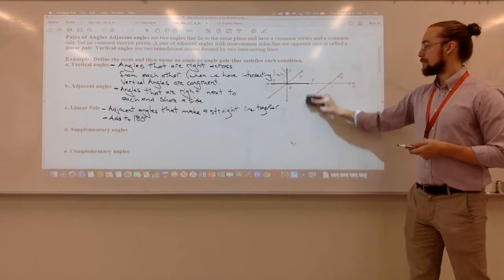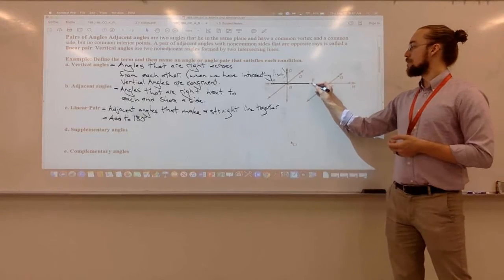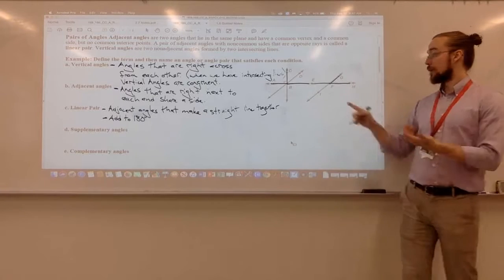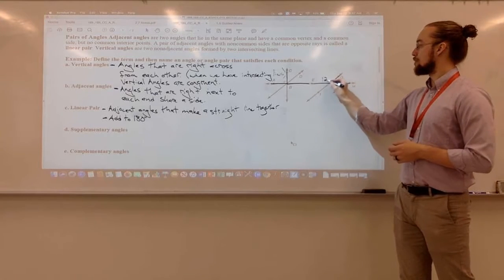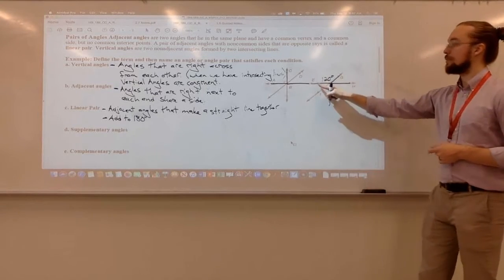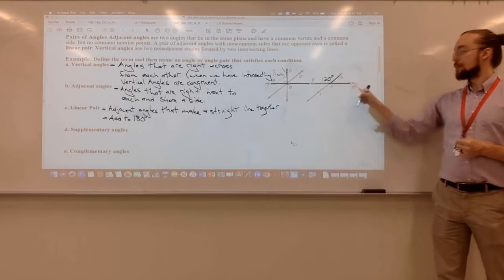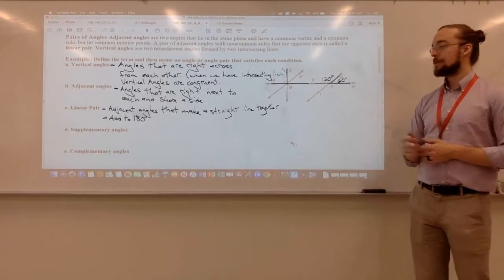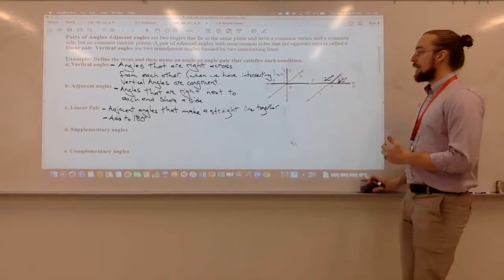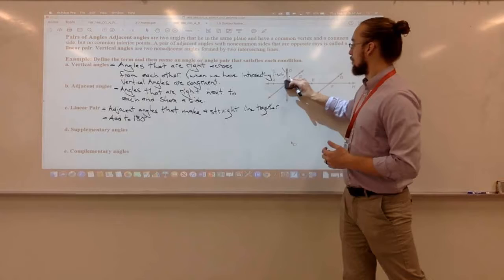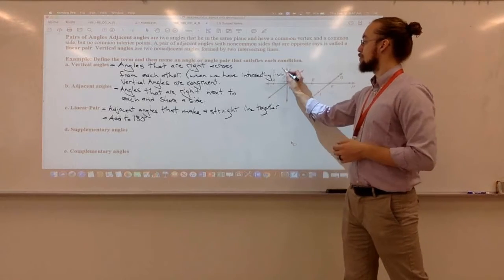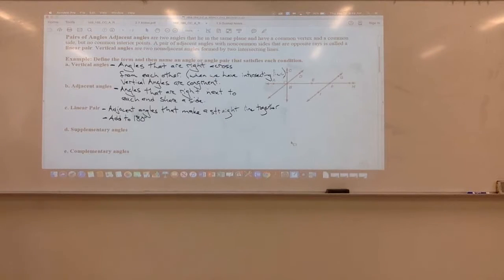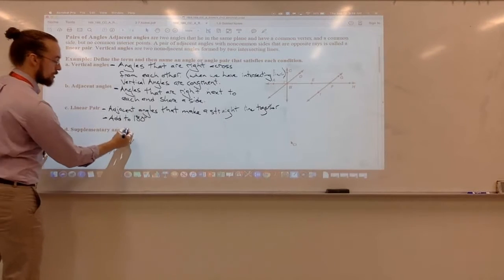So the key is that these angles, when we're talking about a linear pair, would add to 180. So for example, if I told you this angle was 120 degrees, if EFG is 120, what's the measure of GFH? 60, right? They would have to add to 180. The last two definitions on here, I think, are ones that you have seen before, but maybe sometimes have a difficult time keeping them straight.